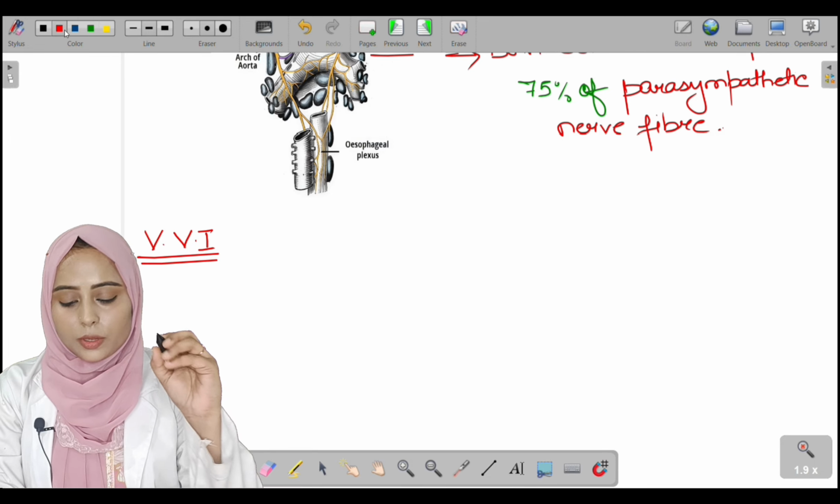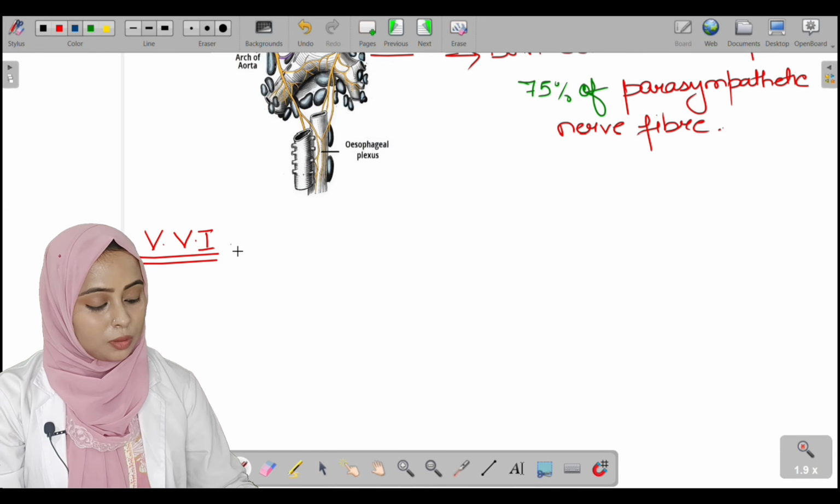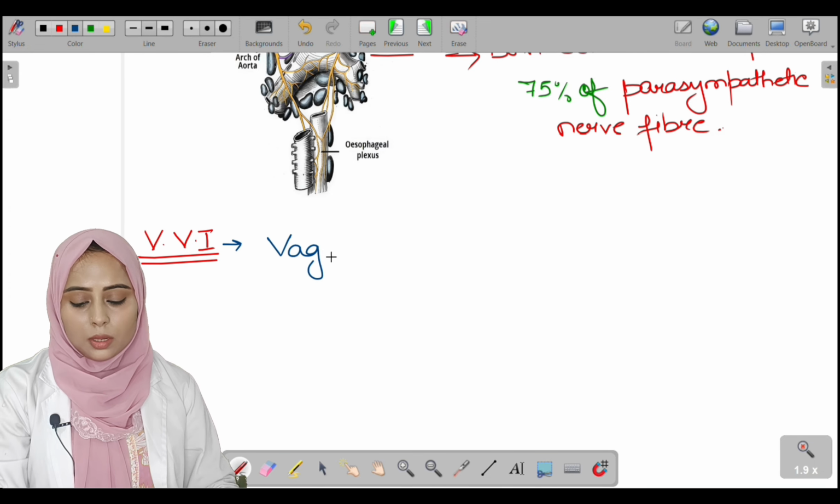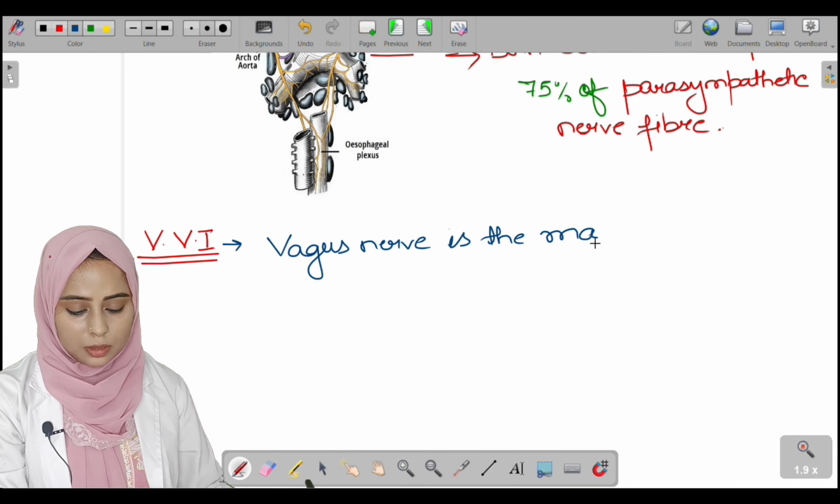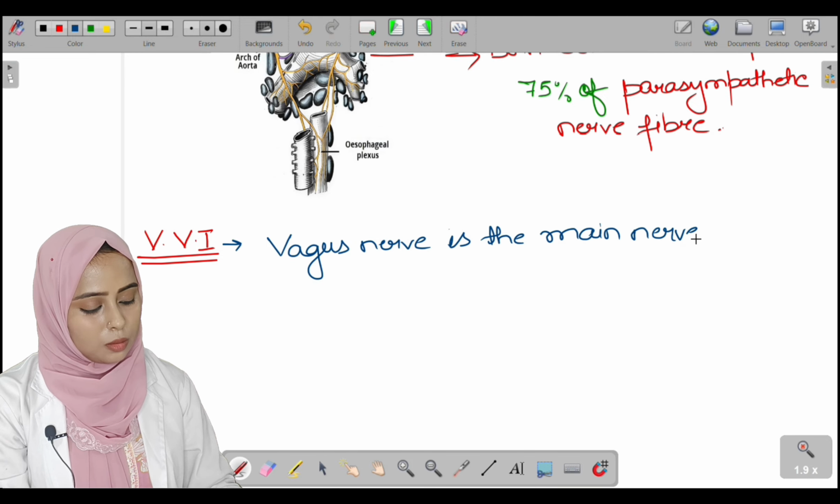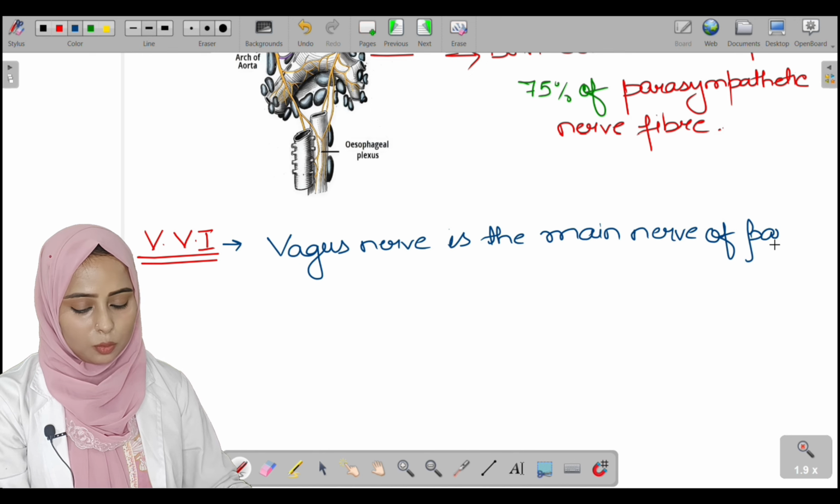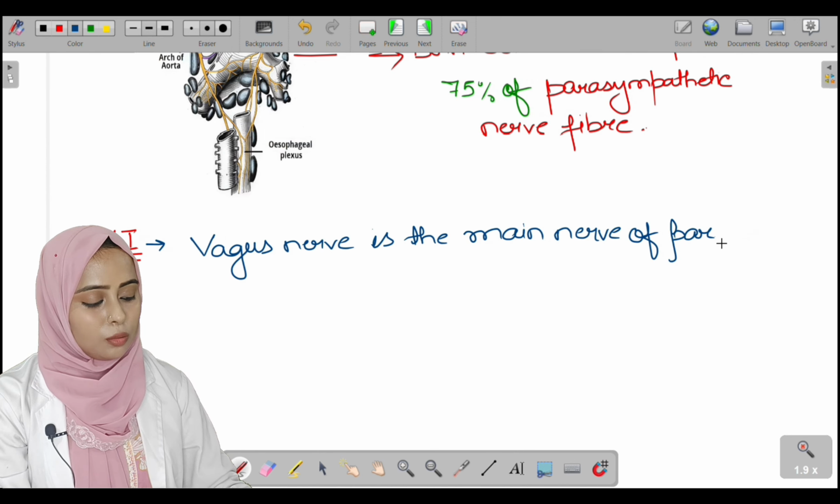So there is a very important point to remember. It is a VVI point. Vagus nerve is the main nerve of the parasympathetic nervous system. So I am writing it as a VVI point: main nerve for parasympathetic nervous system.